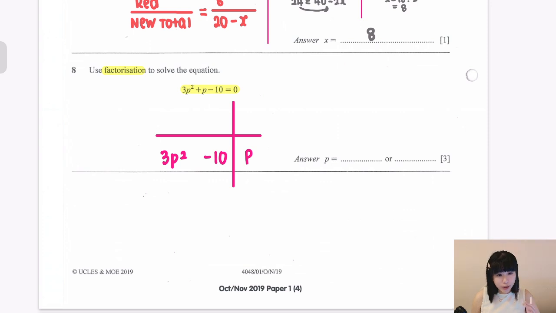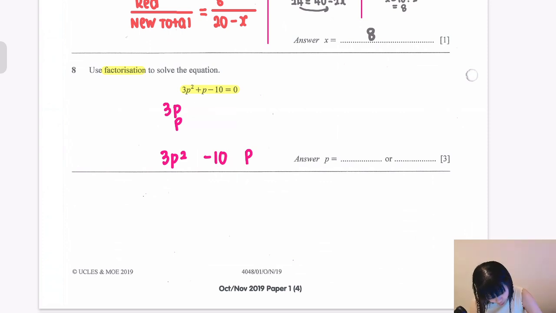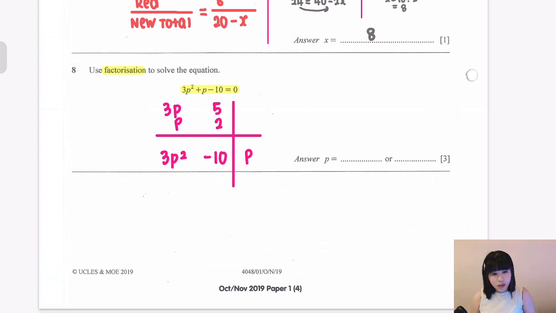Alright, for this method, we will think of the factors, okay? What times what gives you 3p squared? So I can break it down into 3p times p gives me 3p squared. What times what gives me negative 10? Maybe I can break it down into 2 and 5, or I can break it down into 5 and 2. If 2 and 5 doesn't work, then switch it to 5 and 2 later. But because I can see it, I know that 5 and 2 will work better.